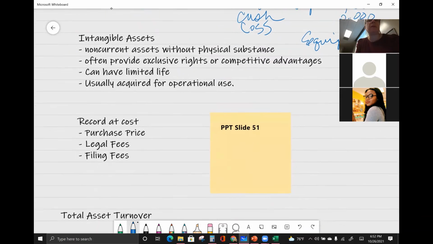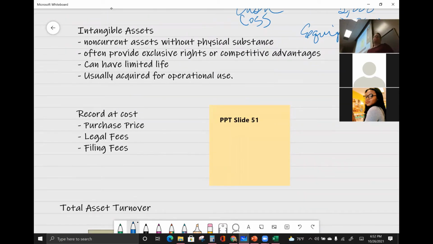All right, let's talk just a minute about intangible assets. So all this that we were talking about is tangible assets, things that you can see, right? They have a physical substance to them. Intangible, there's no physical substance. So it's a non-current asset without a physical substance. It often provides exclusive rights or competitive advantages, can have a limited life. It's usually acquired for operational use. So sometimes there are things that we can see, and sometimes there are things that maybe you can't see.